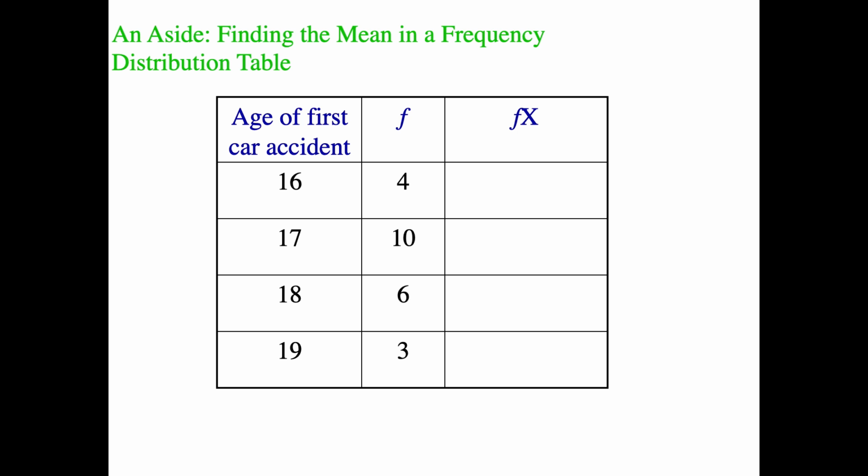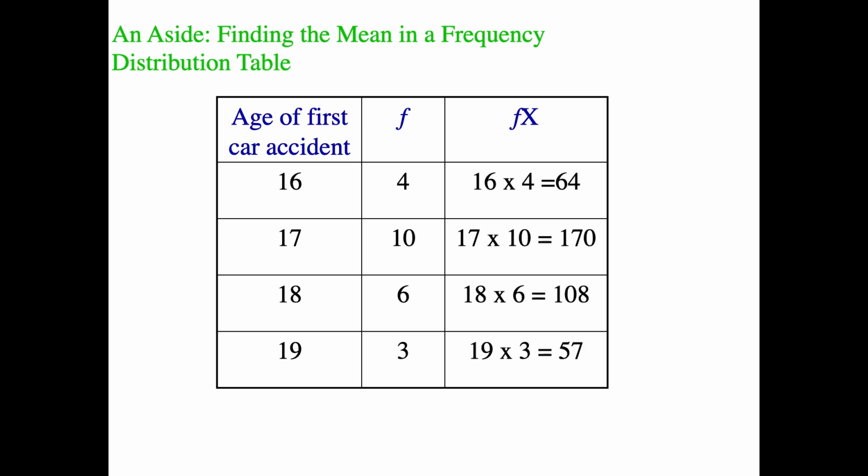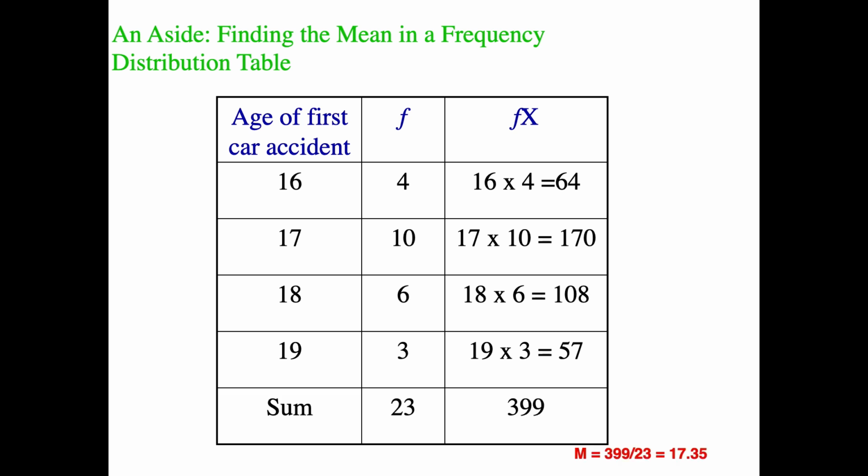And if I want to calculate the mean age, a real simple way to do this is to take the X, the value that we have, like 16, and multiply it by its frequency. So I get 16 times 4 is 64, 17 times 10 is 170, 18 sixes is 108, and 19 threes is 57. So all I've done is taken the frequency and multiplied it by the X, the value. And then when I have all those FXs, I can sum them.